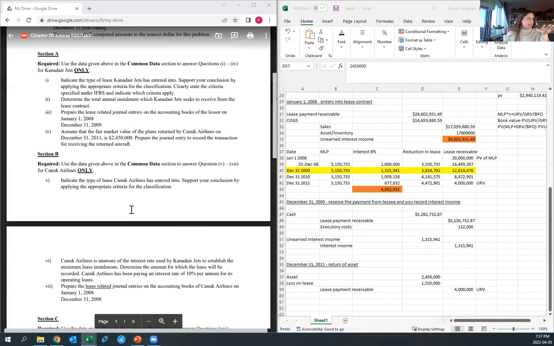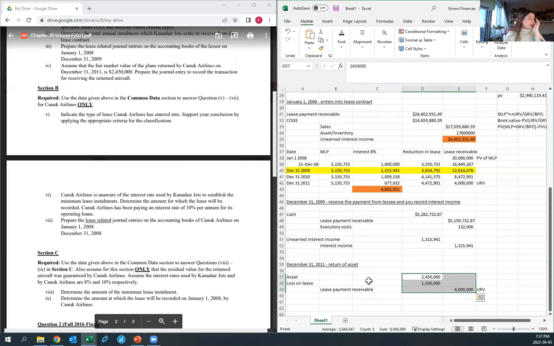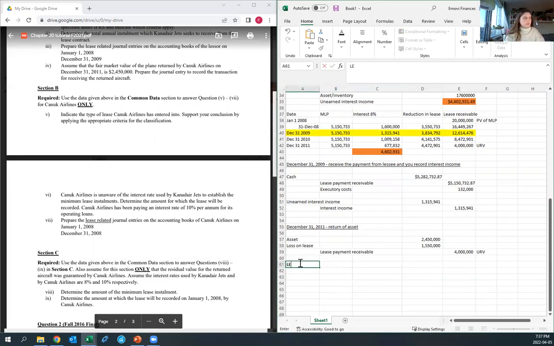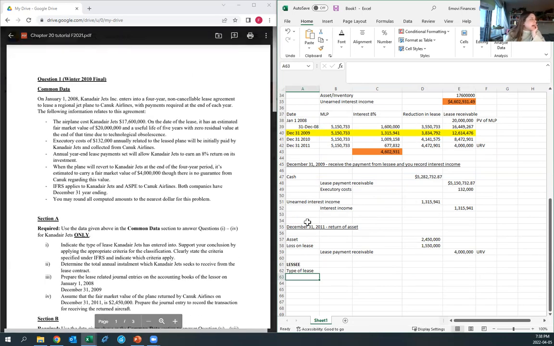And now we're going to do the lessee. So we're going to indicate the type of lease. The lessee uses ASPE. So under ASPE, for the lessee, there's the 3 criteria, and they need to fulfill one of those. So the first one is, is there a BPO, or do they keep ownership at the end of the term of the contract? The answer is no. There's no bargain purchase option that was mentioned.